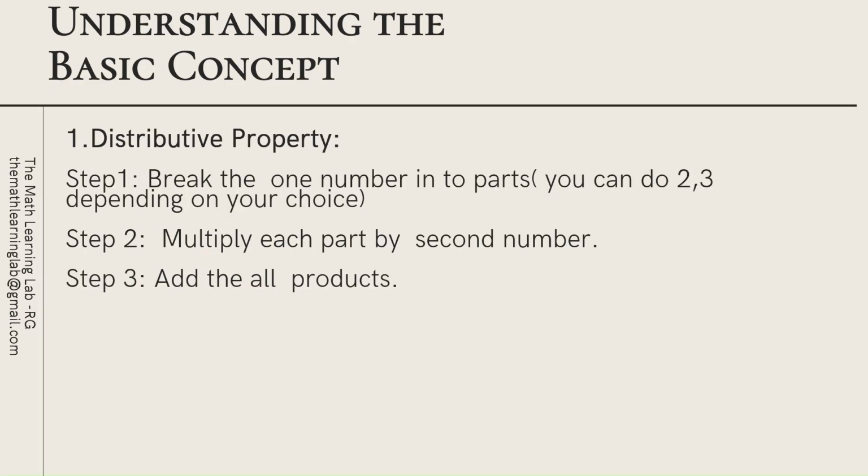Distributive property. I break down the steps into three steps. So, let's do it. Step 1, break the one number into two parts. You can do two or three depending on your choice. Step 2, multiply each part by the second number. Step 3, add all the products and you have your answer. So let's do one example following these steps along.